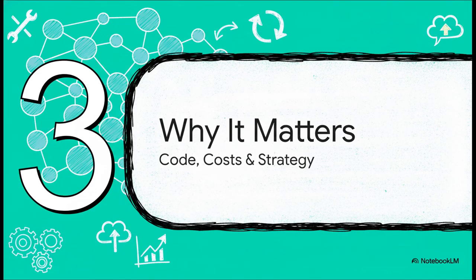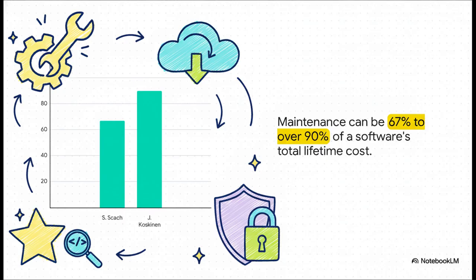Okay, so we've got these 4 boxes: corrective, adaptive, perfective, preventative. But so what? Why does it even matter to label things this way? Well, it all comes down to one thing, really: money and strategy. If you don't understand these different types of work, you literally can't plan or budget for the real life of your software. And this is where things get a little wild.